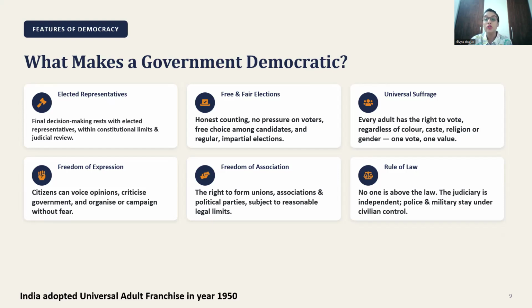Okay. Now students, universal suffrage means all people should be given the right to vote regardless of their color, caste, religion.